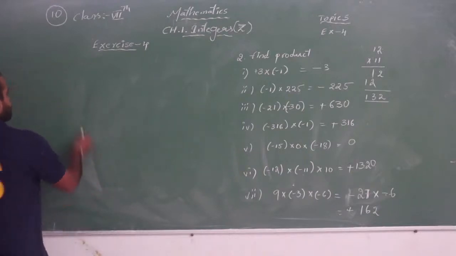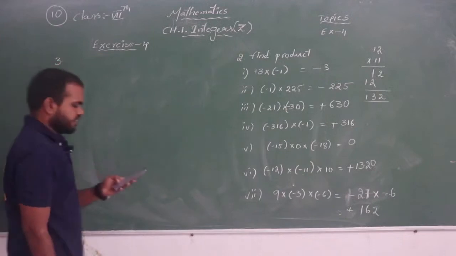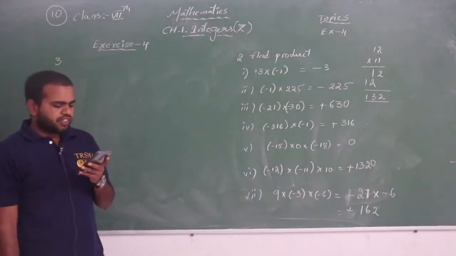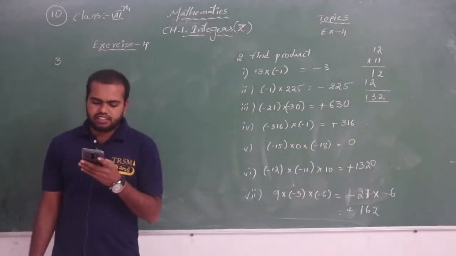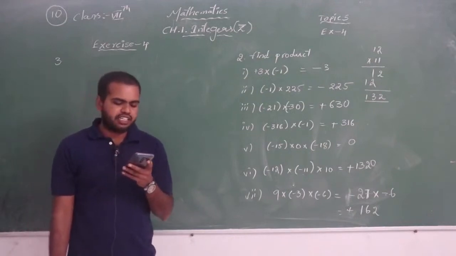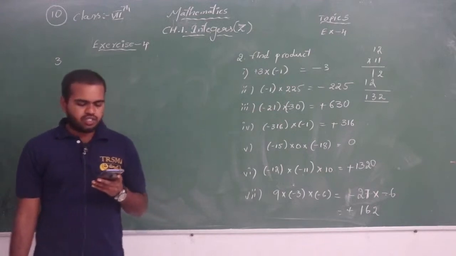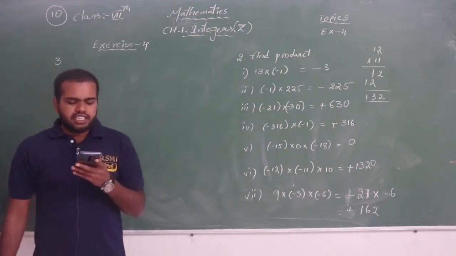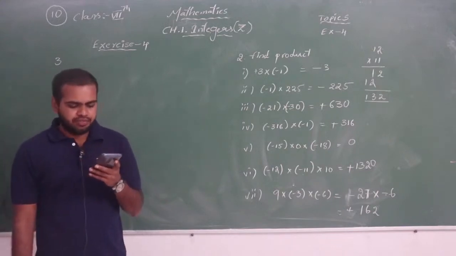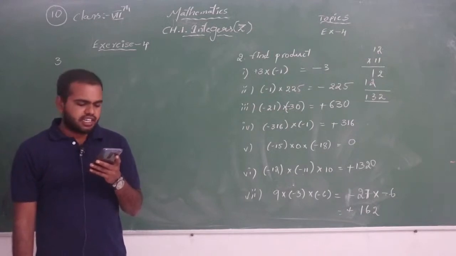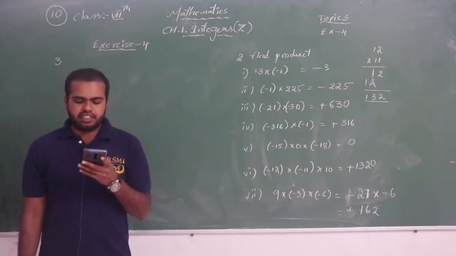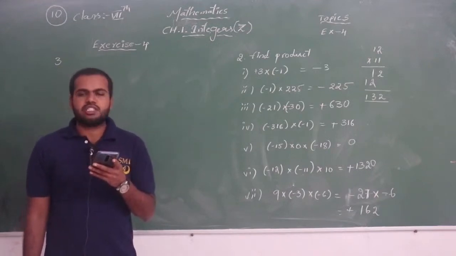So the third question. I am just reading the question, so try to understand. From that we will write whatever is given. A certain freezing process requires that the room temperature be lowered from 40 degrees Celsius at a rate of 5 degrees Celsius every hour. What will be the room temperature 10 hours after the process begins?